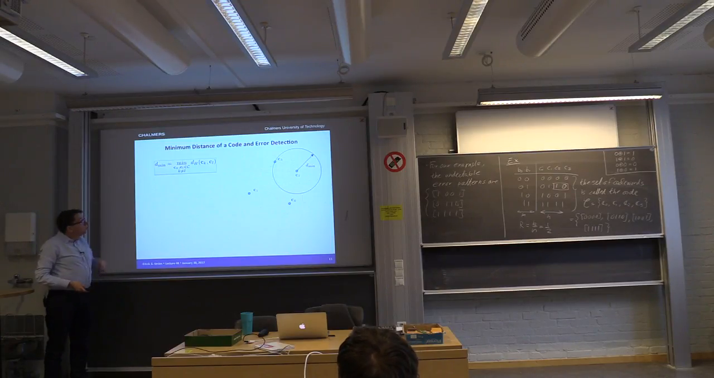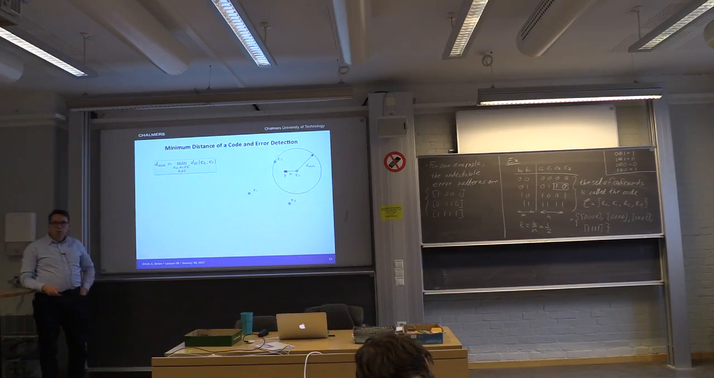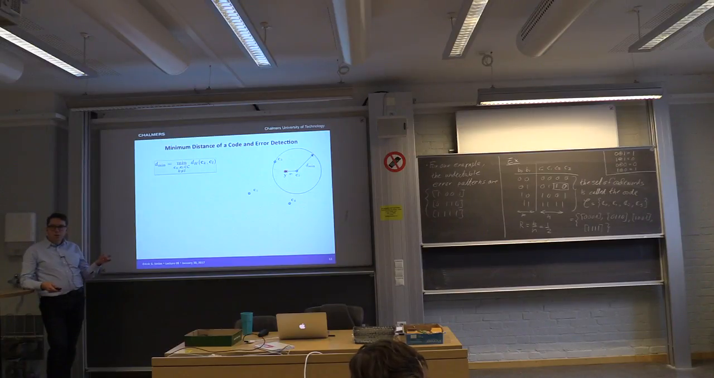And that happens to be this one. So why is this useful? It's because when we transmit C2, for instance, there might be an error occurring on the channel, and then the received pattern will be the transmitted vector plus the error. It would end up here. And then the question is: is this error detectable or not?